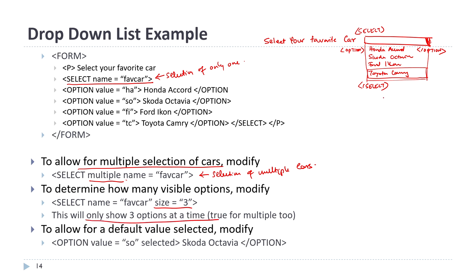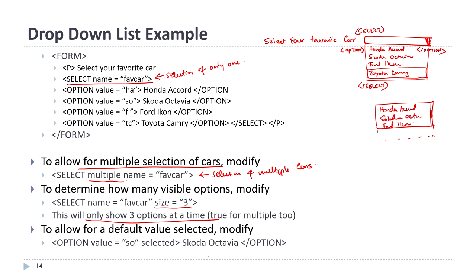Then it will look like this, and you will have a scroll bar right here, so you can move it up and down. You will see Honda Accord, Skoda Octavia, Ford Icon. The fourth one, Toyota Camry, will be below this. You will only see that, and you will have to move the scroll bar up and down to see the rest, whatever the number of visible options is. So if you don't want the list to be very large, that is what you do.